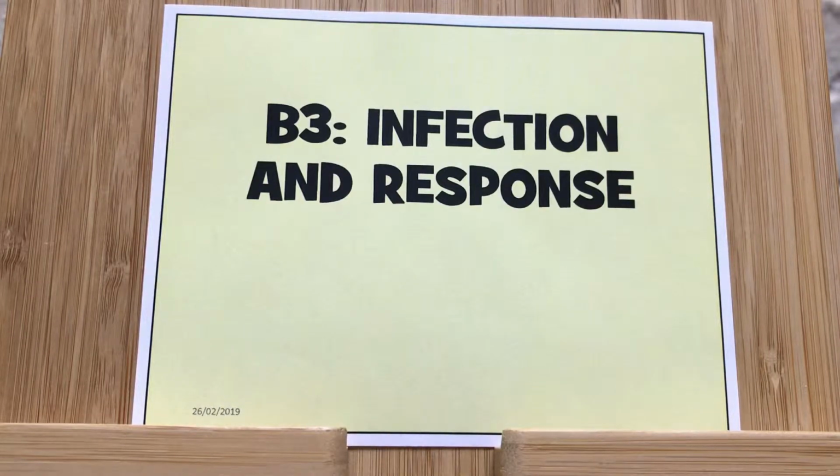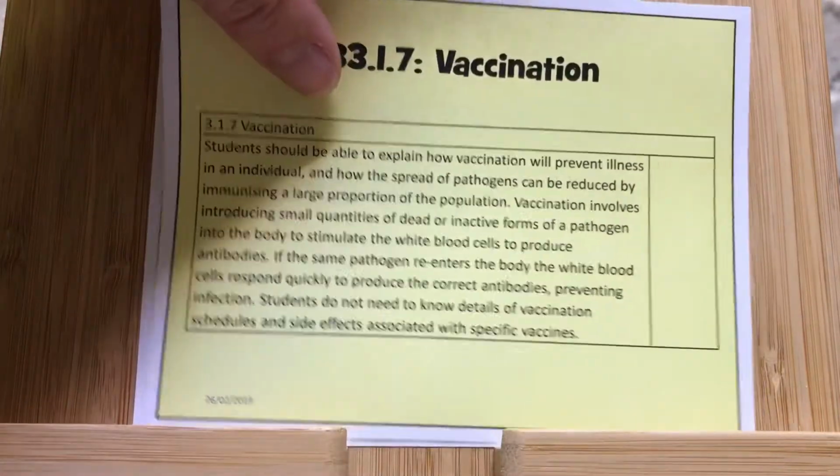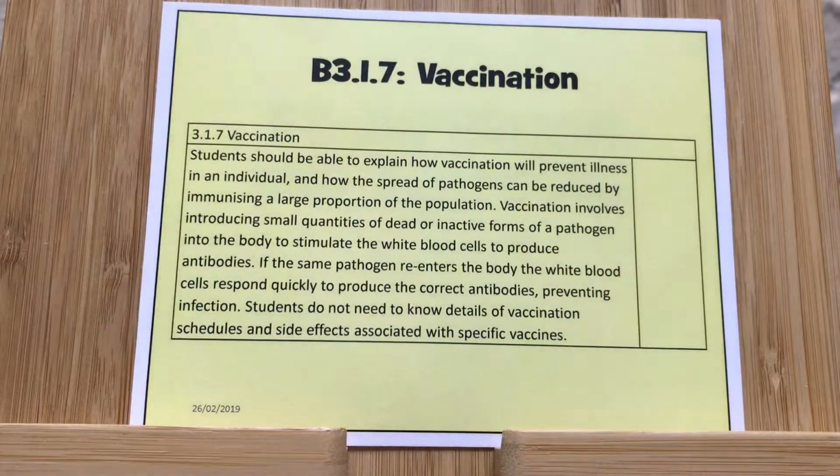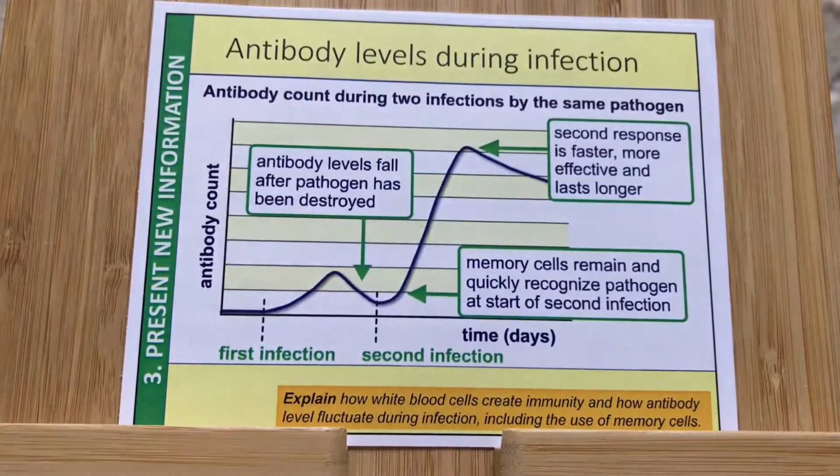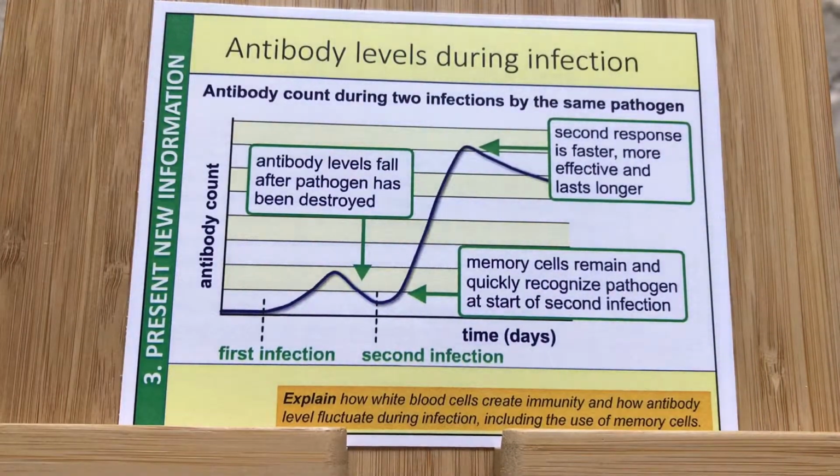This is a B3 video from the topic infection and response, looking at immunity and also vaccination. Now we can see from this graph quite a lot of information about antibody levels. This graph can be used when we have a first infection and we're gaining that active immunity, the ability to fight that infection again in the future ourselves. It can also be used to show antibody levels when we receive a vaccination.